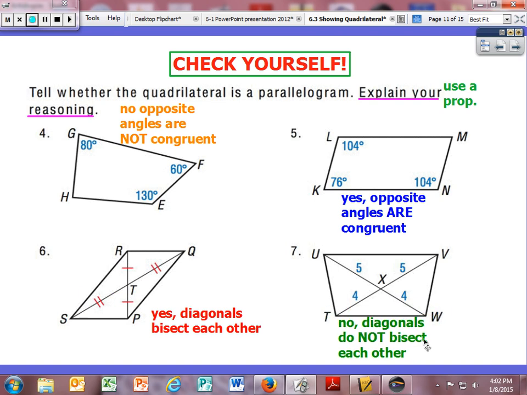And number 7, the diagonals are not bisecting each other in this one. We have a 5 and a 4, a 5 and a 4. Now notice, again, I know you see the same number, but remember the 5 would have to be here and here. The 4 would need to be there and there. Okay, so the numbers are in the wrong spot, so this is not a parallelogram.